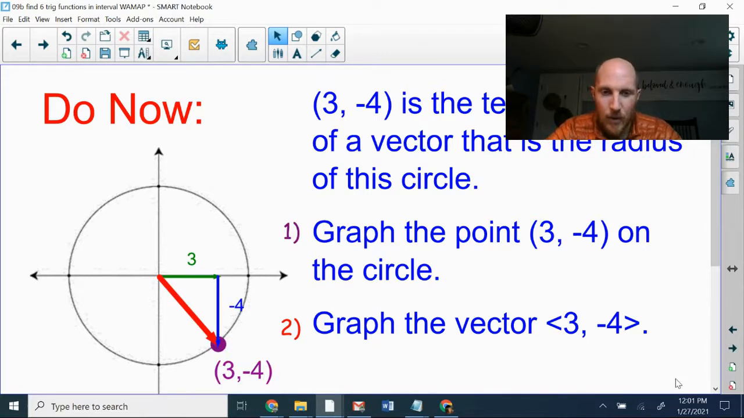All right, so the graph is not labeled, but in order to go across to the right by 3 and down 4, we can ballpark that, give it our best job. As long as that point ends up on this circle, we can then draw the vector, and I've included both components as well.